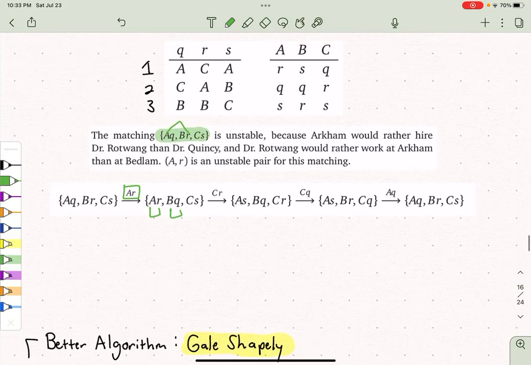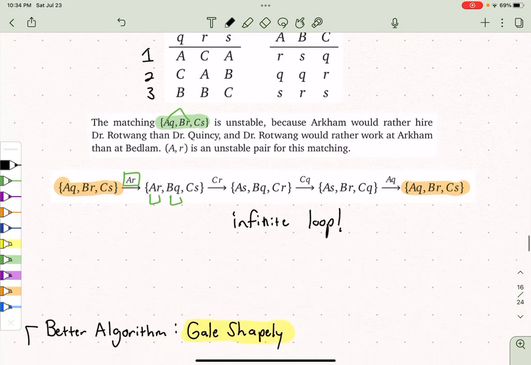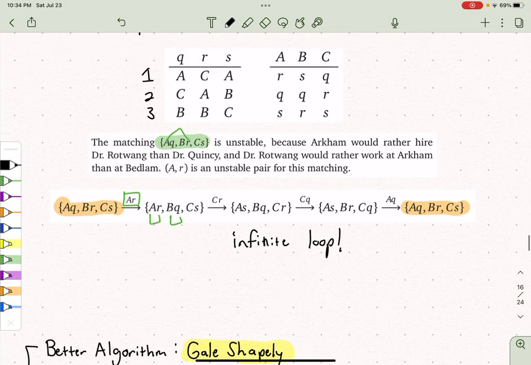And we can keep doing that process. So we find another unstable pair, specifically CR, and we fix it. And we keep doing this. But the issue is if we keep undoing instability, we actually end up with the starting configuration. So we end up where we just started and we get an infinite loop. So not only won't this algorithm be correct, it just never stops. It's not even an algorithm at all. So this strategy doesn't work.